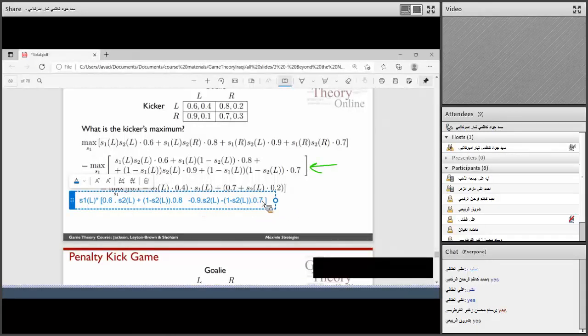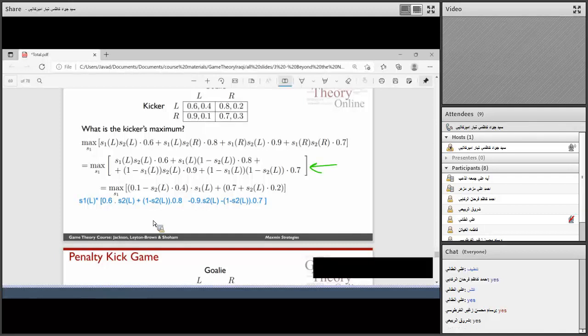Let me just check. So S1 of L gets calculated by 0.6 S2 of L, gets calculated by 0.8 times 1 minus S2 of L, gets calculated by minus 0.9 S2 of L, and finally gets calculated by minus 1 minus S2 of L times 0.7. So that's all I see for S1.